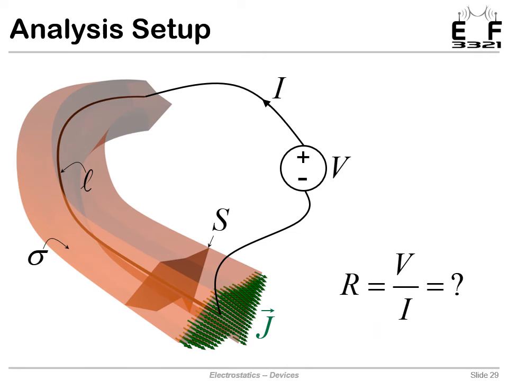So let's say we want to analyze this, and here I'm showing some kind of volumetric thick thing that is partially conductive. The overall length of this is L. It has conductivity sigma. And if I look at the cross-sectional area, which is arbitrary, we'll just call that area S. Then we apply a voltage V to it, and based on its resistance, it will allow some current to pass through that. Well, we define the resistance of the device as voltage divided by current, and we want to know what that is.